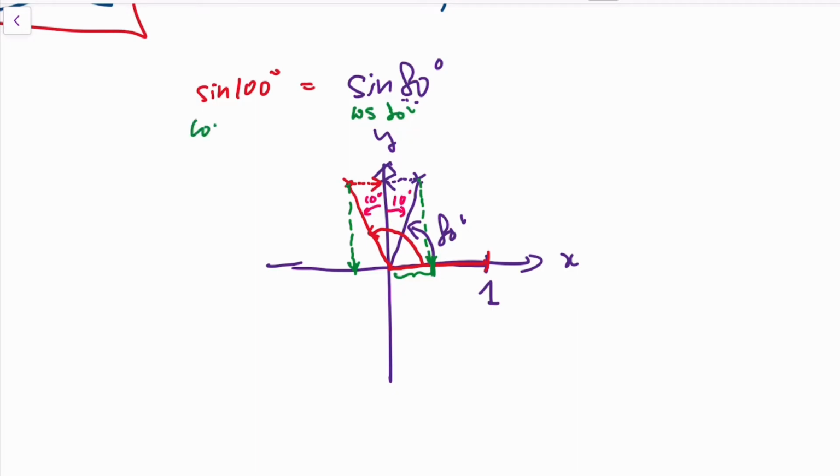Now let's think about it. What can you say about these two values, about this x coordinate and this x coordinate? Well, as I said, this point and this point are the reflection of each other across the y-axis. So it must be true that these 2 points basically have the same x coordinate, except one is negative, the other is positive. In particular, cosine 80 is positive, but cosine 100 is negative. What that means is cosine 100 is the same as negative cosine 80.